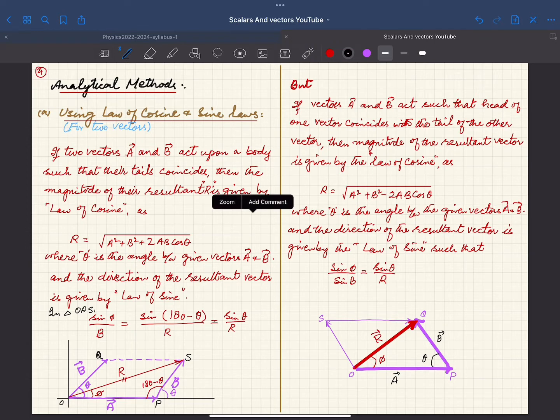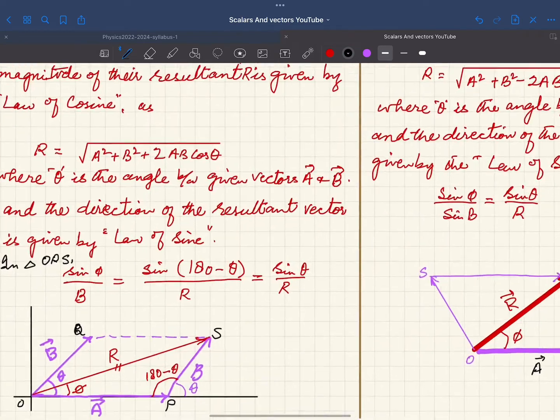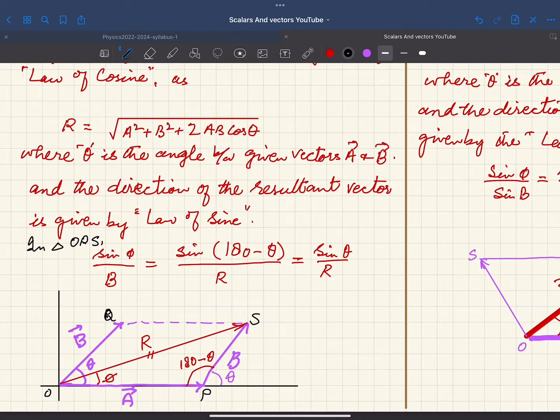So what is the situation here? We are considering two vectors, and suppose two vectors A and B act upon a body such that their tails coincide, then the magnitude of their resultant R is given by the law of cosine. Suppose you have this diagram with two vectors A and B, their tails are coinciding, and they make an angle of theta with each other. Then what will be the situation? We can use the law of cosine, in which the resultant R can be calculated by using this formula.